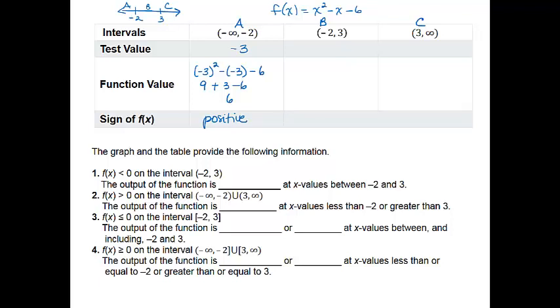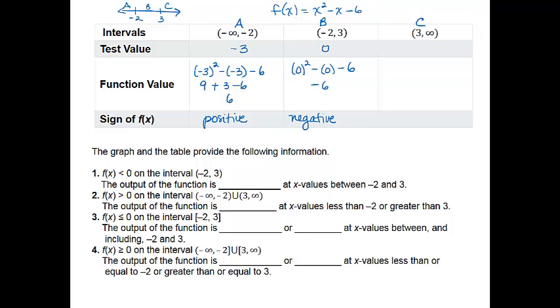In the interval between negative 2 and 3, we're going to plug in 0. Any number would do, but if 0 lies in the interval, that's the easiest number to test. 0 squared minus 0 minus 6 is just negative 6. So the sign of f of x is negative in that interval.